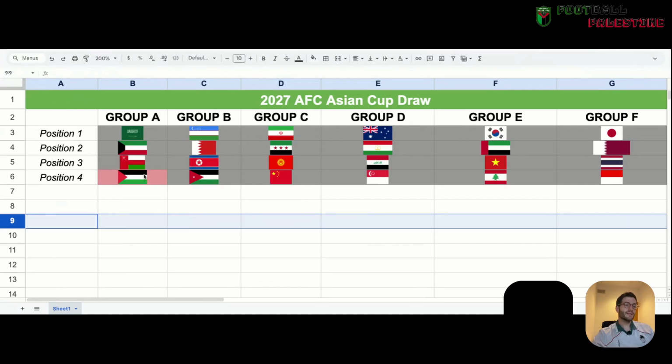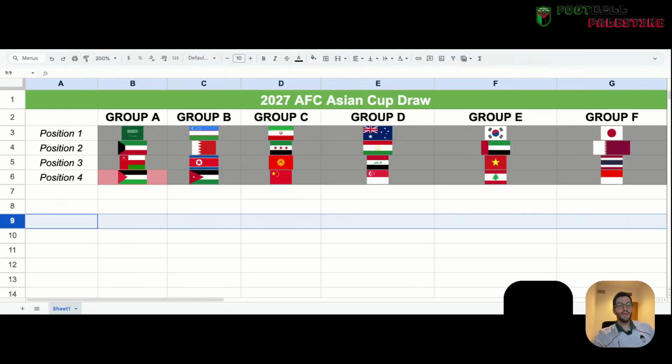Group A is Palestine, 1992, alongside Saudi Arabia, Kuwait, and Oman. So, ladies and gentlemen, there you have it. The final draw results. Yeah, I'm a little shell-shocked. Asian Cup, I think Saudi Arabia 2020. I think this is good.